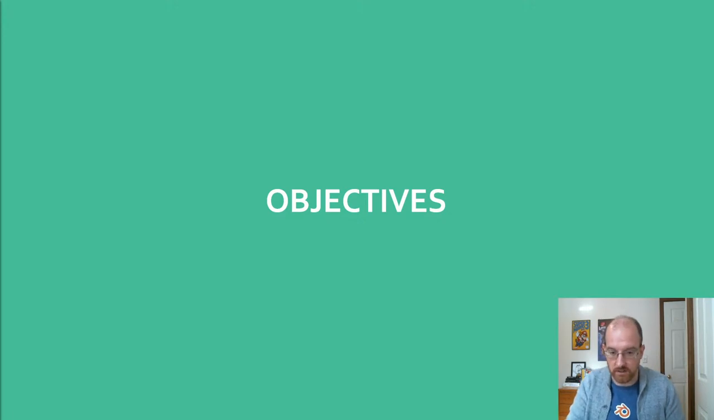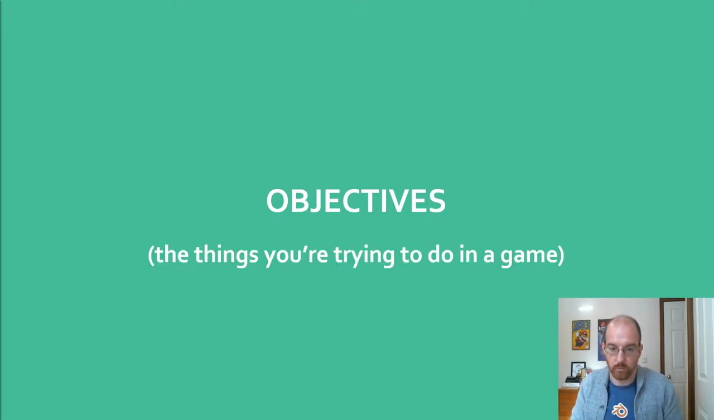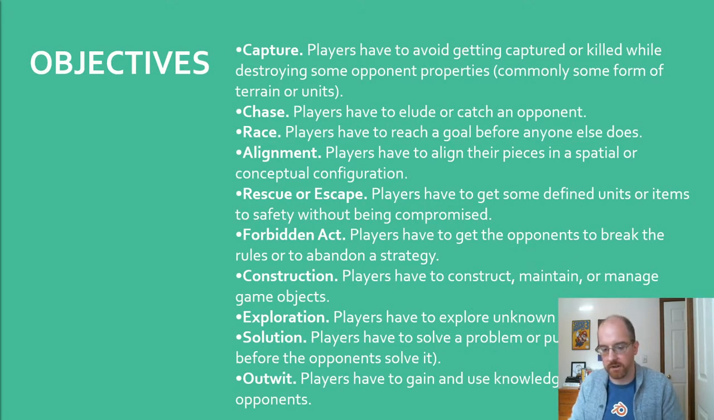Next, objectives. What are the things you're trying to do in the game? We can manipulate that. Now, what does that mean? Well, here's a list of objectives. You have access to the lecture slides, so I don't need to take time to go through all these. But we can talk about how the objectives really get into core mechanics and goals. What is the thing you're trying to do in your game?